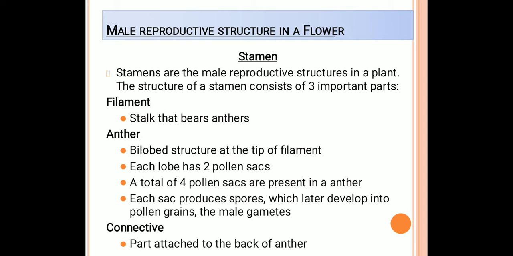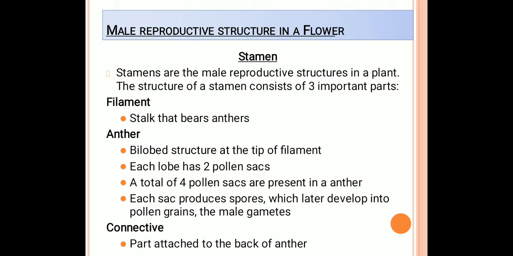Okay, first one, stamen. Stamens are the male reproductive structure in the plant. The structure of a stamen consists of three important parts: one is the filament, another is the anther, and another is the connective. First one, filament. Each stamen has an upper part called the anther, and the slender stalk is called the filament. What is the main function of the filament? The filament is the stalk that bears the anther.